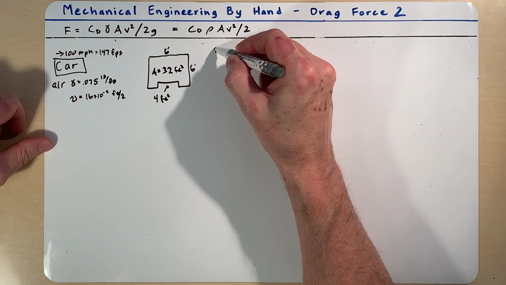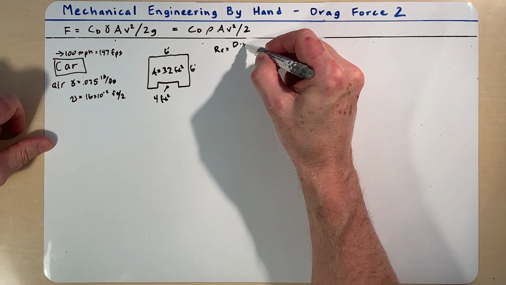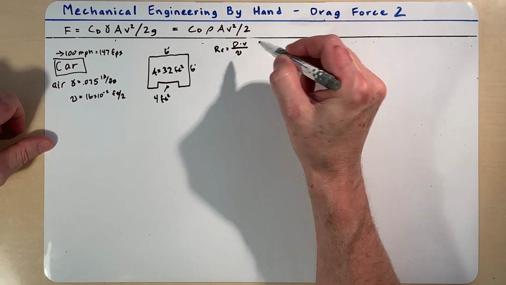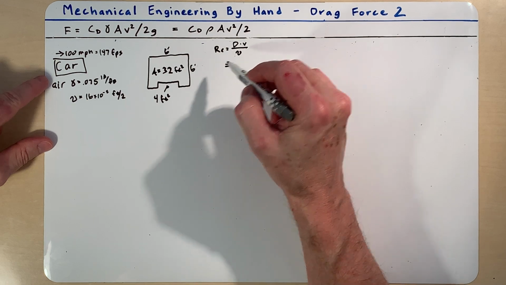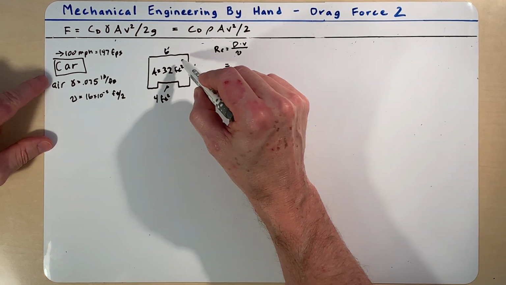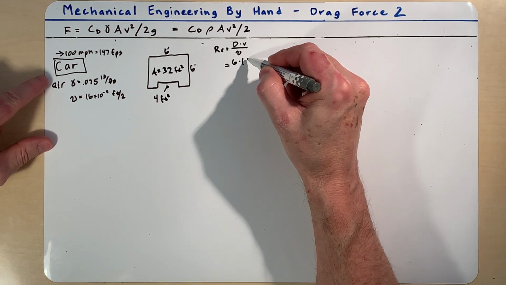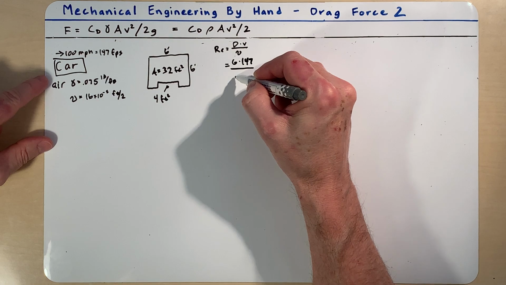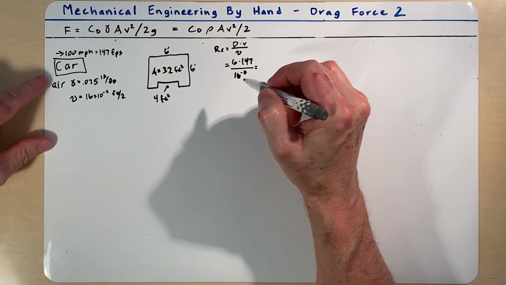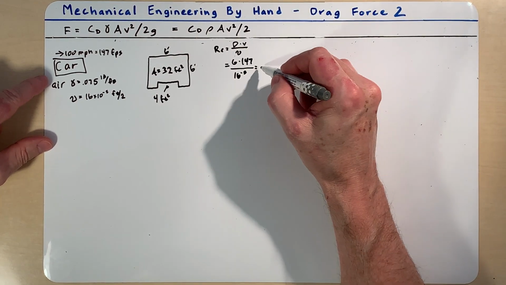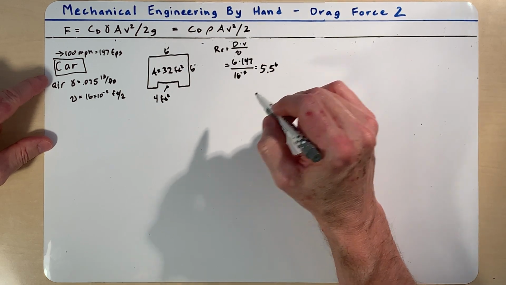Now to find the drag coefficient, we need to calculate the Reynolds number. As you probably know, Reynolds number is diameter times velocity divided by the kinematic viscosity. So that equals the diameter, I'm going to say, is 6 feet times 147 feet per second divided by 16 times 10 to the negative fifth. And that equals 5.5 million.